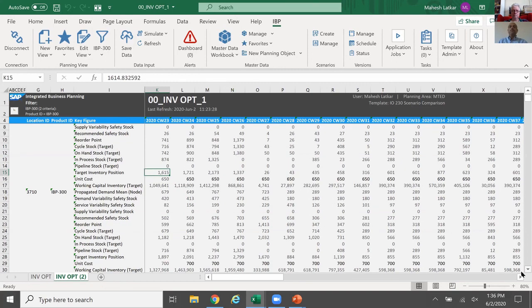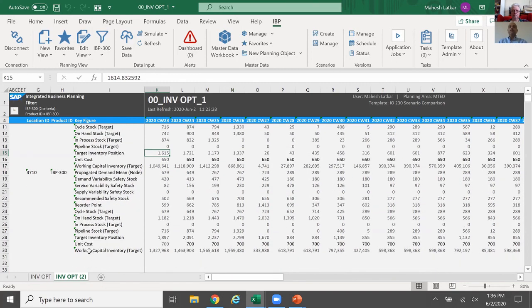Okay, I got a few more key figures here. At the bottom, you can see working capital inventory. This is nothing but your target inventory positions quantity multiplied by value unit cost. So it gives you dollarized working capital inventory targets.